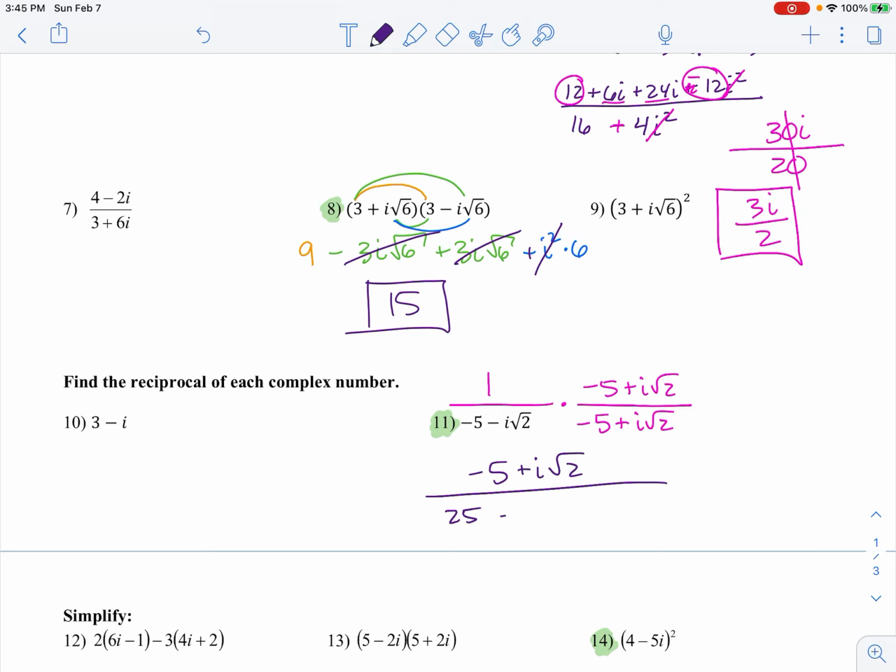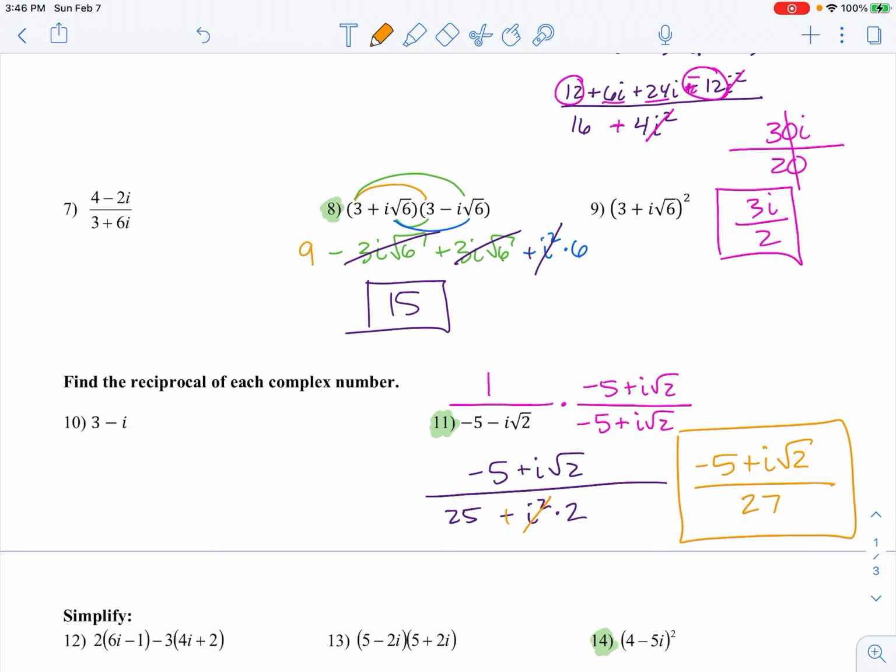And then I'm going to write out what we have. We have minus i squared. Root 2 times root 2 is going to be 2. All right, let's see. i squared means that this is going to be plus. So I have -5 plus i root 2 up on the top. Down on the bottom, I have 27. That is it. That's all we can do.